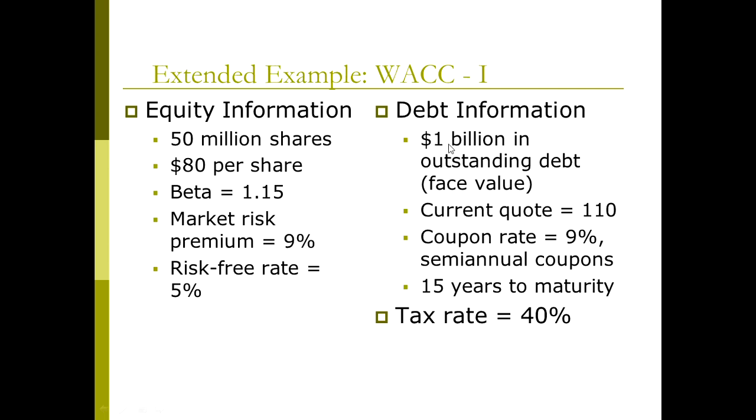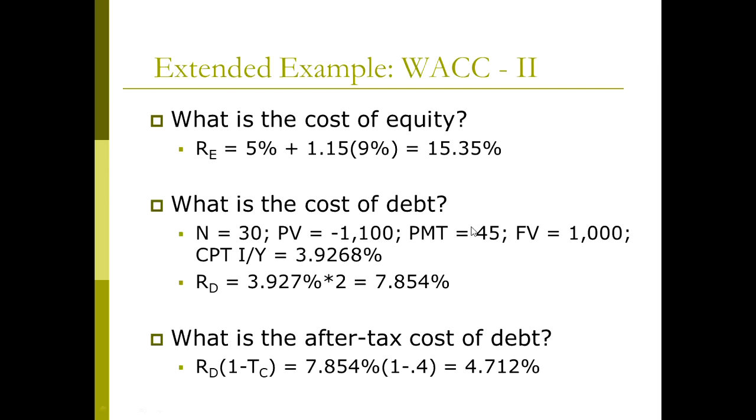Debt, face value $1 billion. Current quote, which is the price, 110 means 110% of the face value. Coupon rate 9%. Semi-annual coupon payments, 15 years to maturity. Tax rate 40%. Let's calculate the WACC for that company. So first of all, what is the cost of equity?